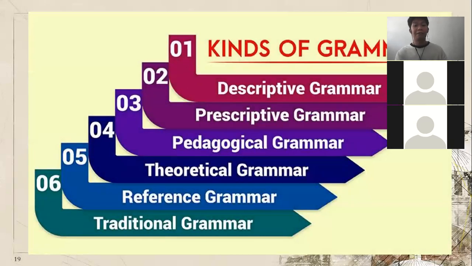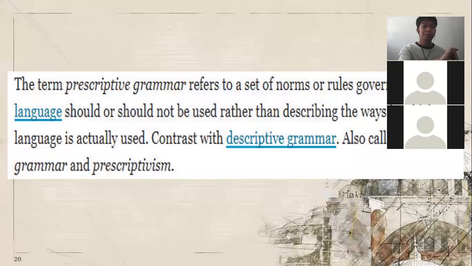And we also have different kinds of grammar. We have descriptive, prescriptive, pedagogical, theoretical, reference, and traditional. The most basic forms or kinds of grammars, itong descriptive at saka prescriptive. And these two are the ones that I will discuss to you.